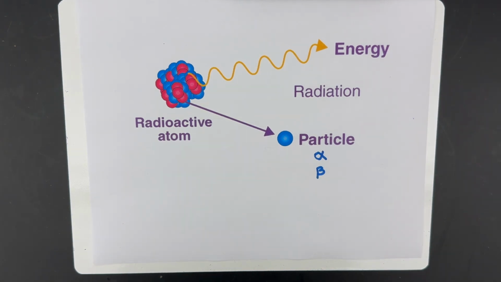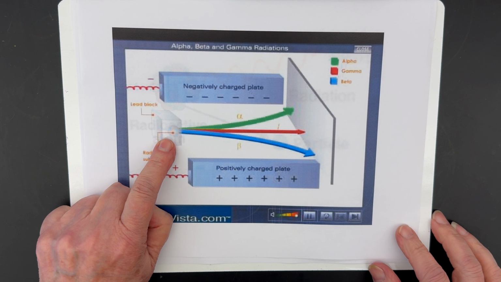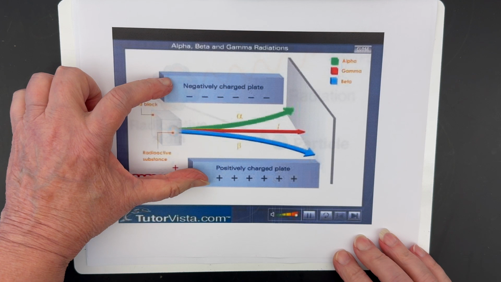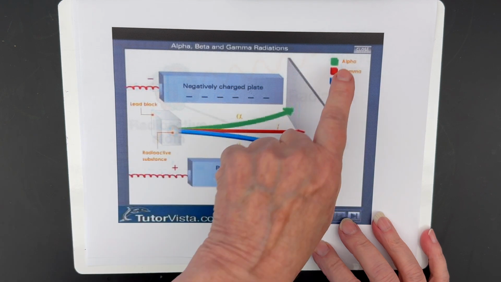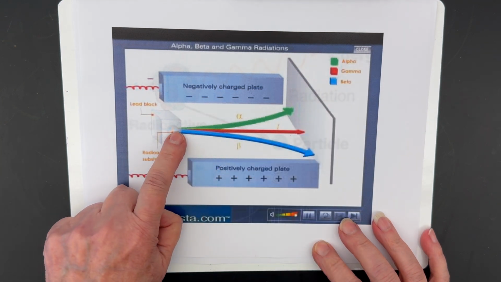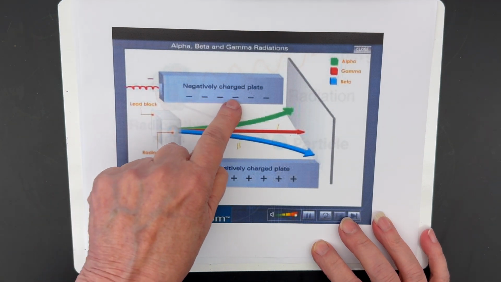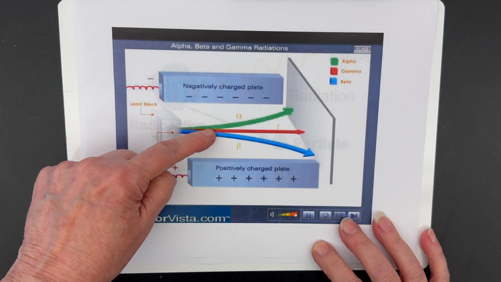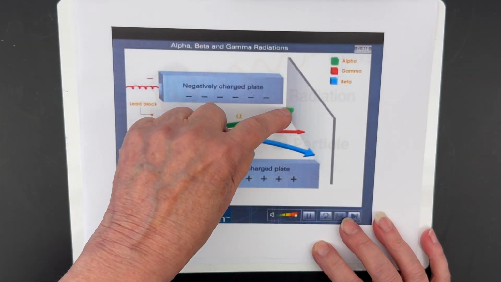Because the radiation types can have different charges, if we emit those radiations from some type of radioactive substance and shoot it through negatively and positively charged plates on the 2 sides, then alpha is our green line, and alpha has a positive charge because of those 2 protons in it. So it's going to be attracted to the negative plate and repelled by the positive. So it's going to curve and hit our collection plate closer to the negative side.